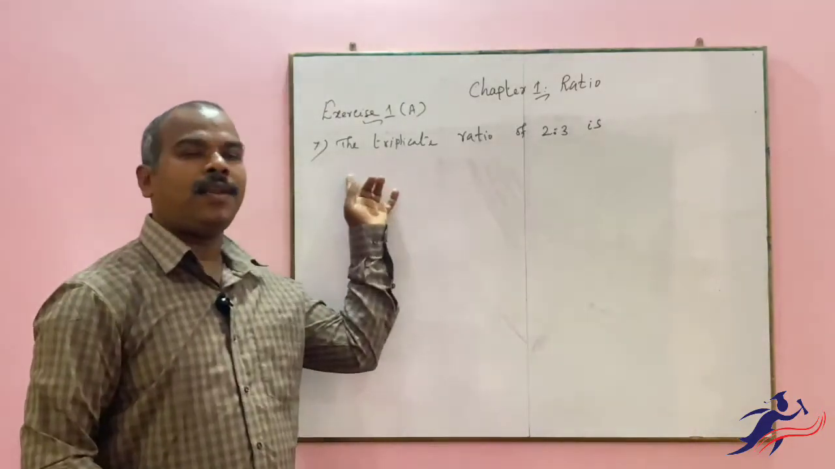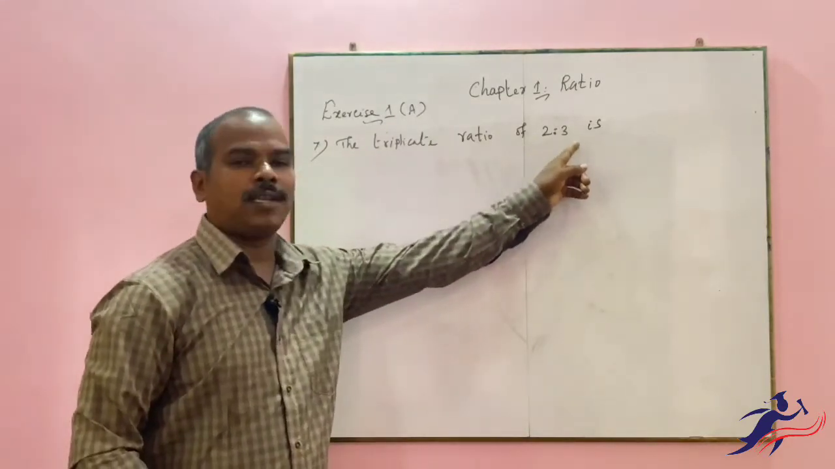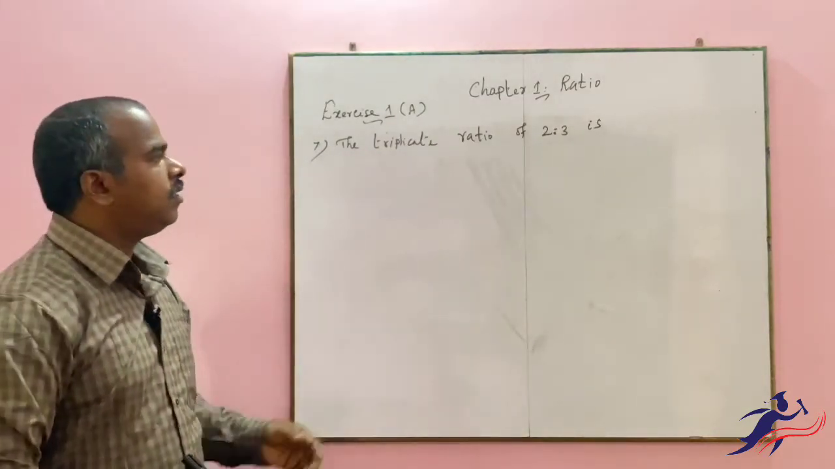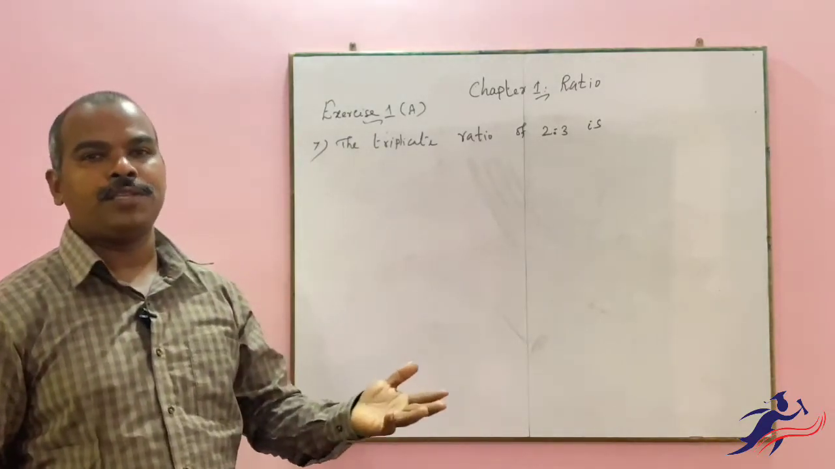Question number 7. The triplicate ratio of 2 is to 3 is. Triplicate ratio of A is to B is equal to A cube is to B cube.